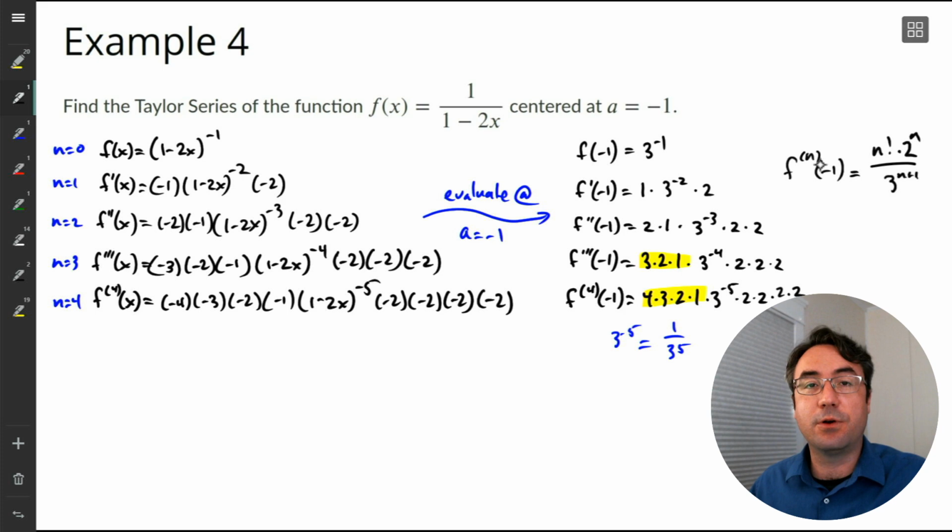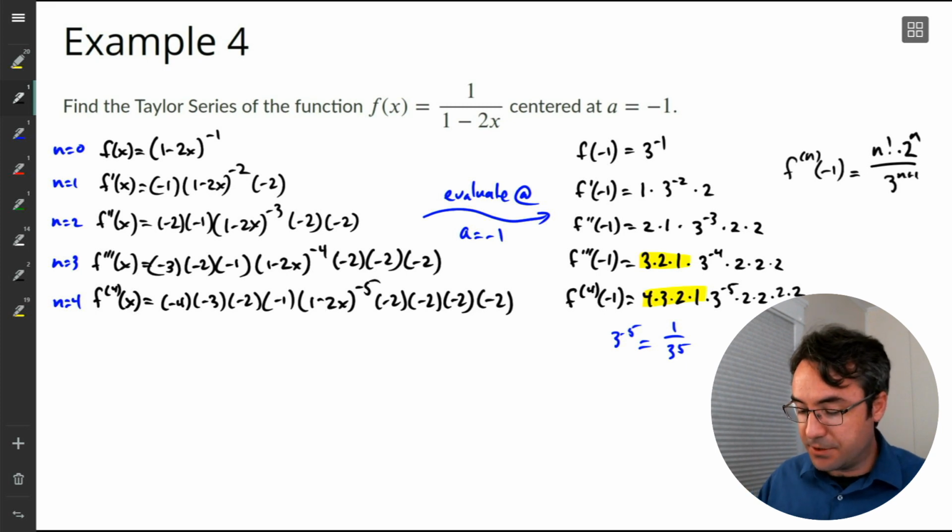So in general, for the nth derivative evaluated at negative 1, the terms in the beginning here are giving us n factorial. The terms at the end here are giving us powers of 2. So we're going to have 2 raised to the power n times n factorial. And then the number in the middle is 1 over 3 raised to the n plus 1.